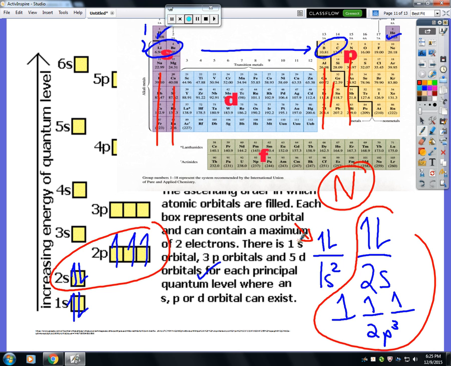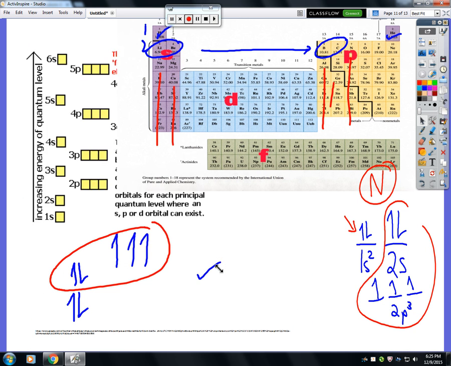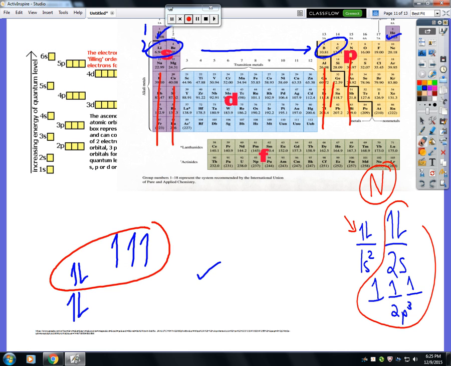So right now I can do what's called a noble gas shortcut. So if you look, I'm going to go ahead and take, oops, I need to grab that. I'm going to go ahead and take these electrons, erase them.